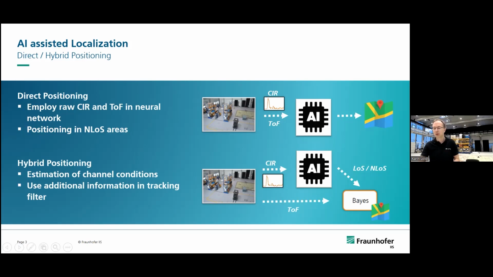So these are the two approaches that you can do, and there are much more, but these are the simplest ones to understand how AI can help. So you can use it to directly calculate the position, or to assist the traditional positioning approach, like with uplink TDOA and the Bayes filter, for example, in the end.